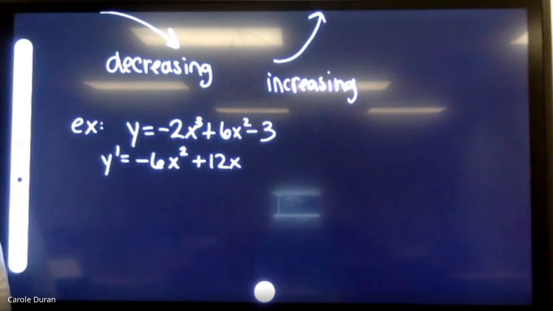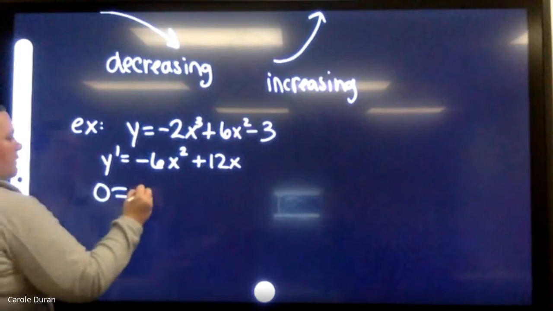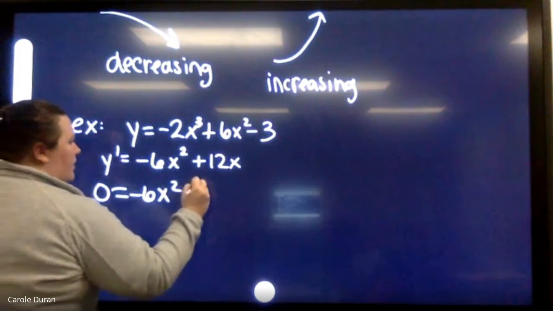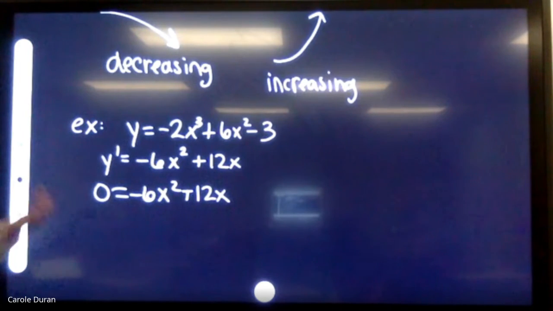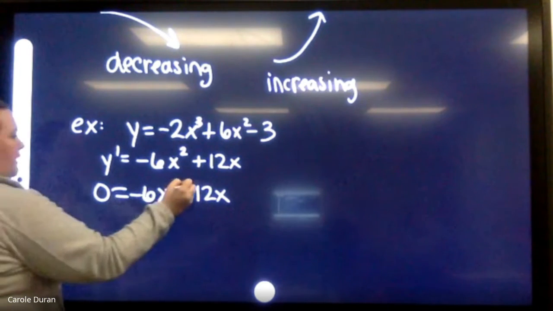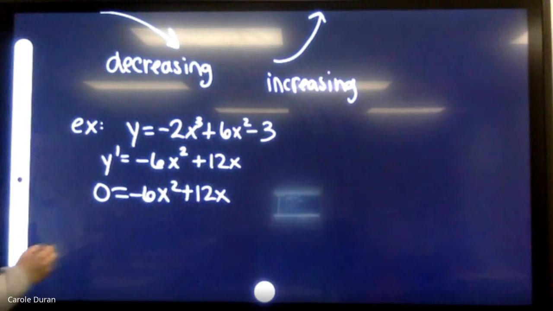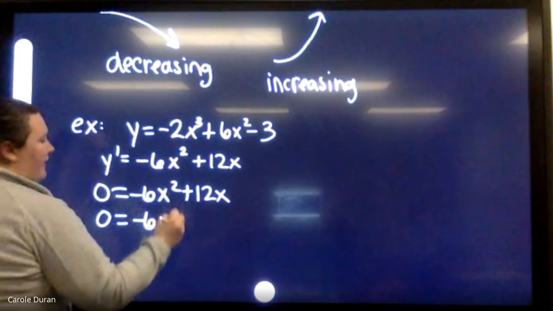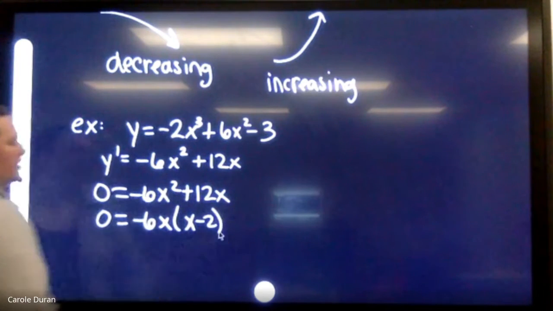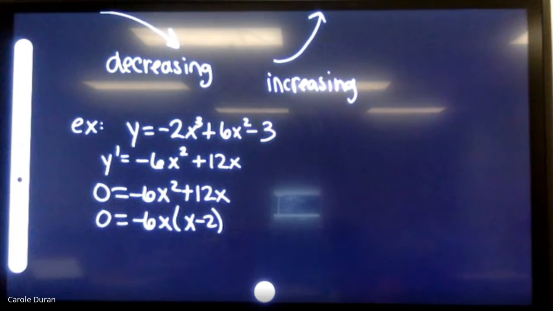In order to find my extrema, I need to test at my critical points. How do I find my critical points with this derivative? Set it equal to 0 and solve. So I have 0 equals negative 6x squared plus 12x. I really don't want to have to do the quadratic formula, so I'm going to factor out a common factor and go from there. I'm going to take out a negative 6x first, and that's going to leave me with an x minus 2. And I take each of those and I set those equal to 0.